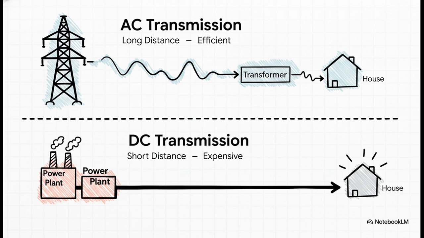Edison's direct current just couldn't do this easily. To send DC power, Edison had to use massive, thick, incredibly expensive copper cables and literally build a power plant every mile or two. AC was just vastly cheaper and far more efficient to build out as a grid.